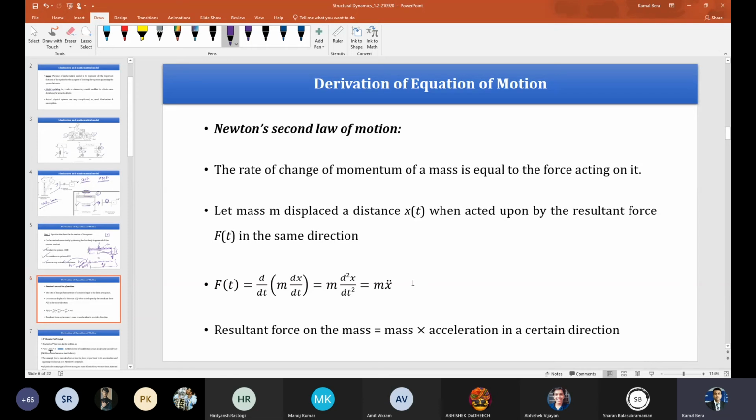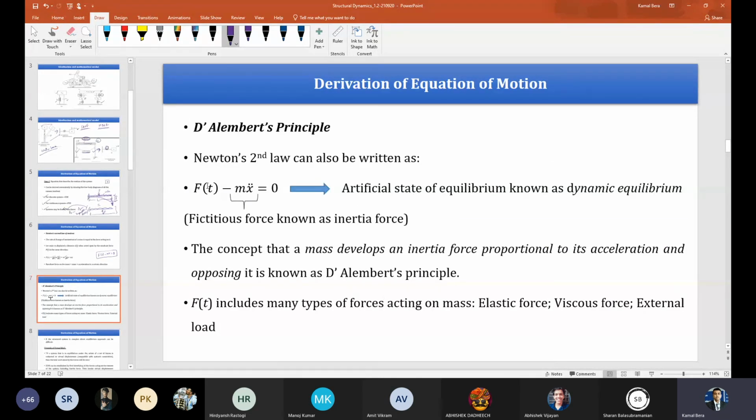Now this Newton's law can also be written in the form Ft minus m x double dot equals 0, right? So this is basically a dynamic equilibrium equation. What D'Alembert is saying, which is popularly known as the D'Alembert principle, is that I can write it this way. I am just artificially imparting a dynamic equilibrium, with the left hand side equal to 0. Through this come some fictitious forces, which is called the inertial force. So this is a state of dynamic equilibrium.